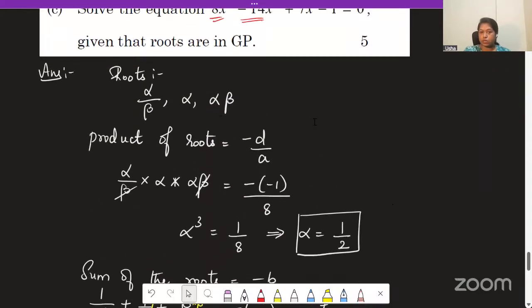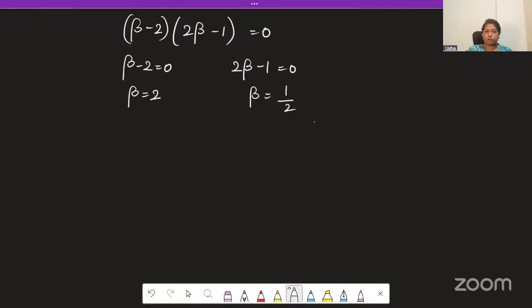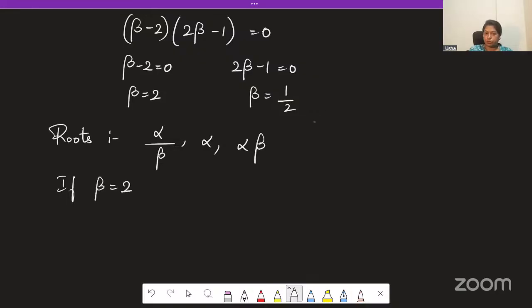Now we should write the roots. What are the roots? Alpha by beta, alpha, alpha into beta. If beta equals to 2, alpha is 1 by 2, right? So 1 by 2 into beta is 2. Again, alpha is 1 by 2, then alpha is 1 by 2 into beta is 2. So this will give you 1 by 4, 1 by 2, and 1.